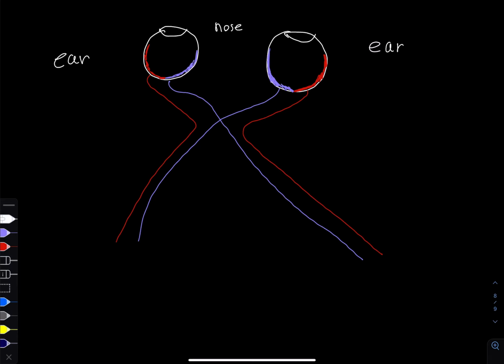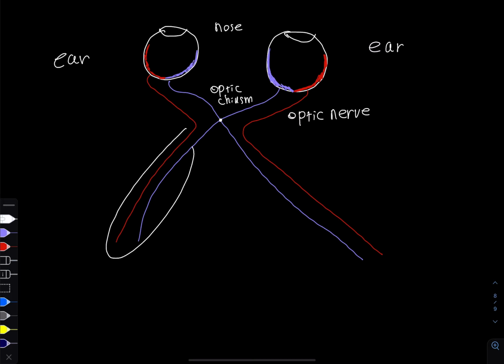Now, these two fibers here are going to be collectively known as the optic nerve. And the same thing on the other side as well. This is the optic nerve on the left side. Where the two nasal retinal fibers meet, that's going to be called the optic chiasm, and that's this point right here. Past the optic chiasm, these fibers are going to be called the optic tracts. So we have a left optic tract and a right optic tract.